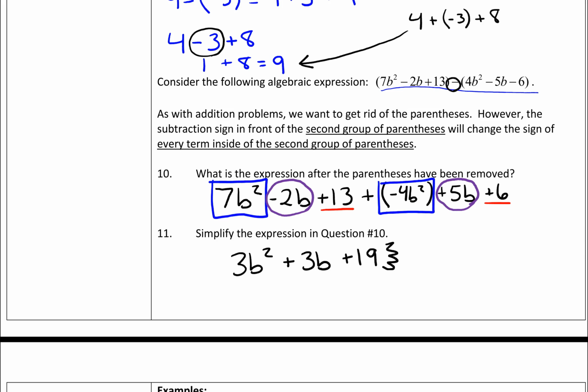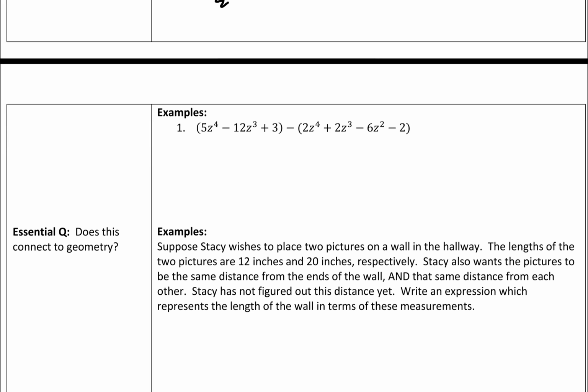So there you go. You have simplified two polynomials by subtracting them. I'd like to see what you can come up with on this next example here. So work on that and we'll go over it in class.